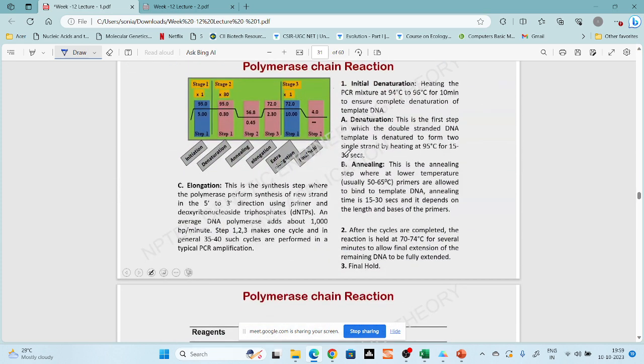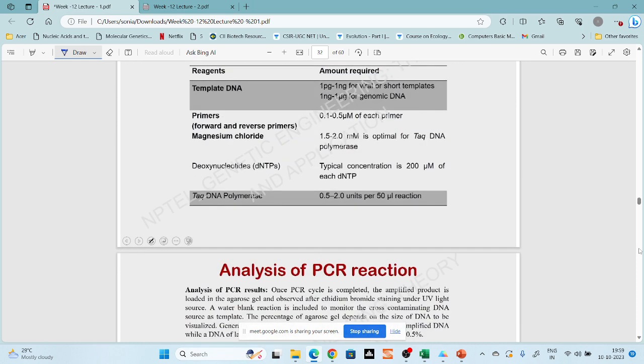These are the polymerase chain reaction basic steps: denaturation, annealing, and elongation. And what are the reagents needed? You need the DNA, you need primers, you need dNTPs, and of course, you need the enzymes.